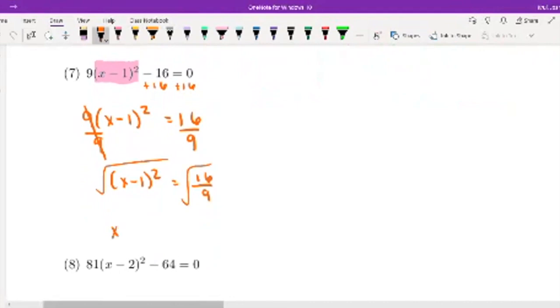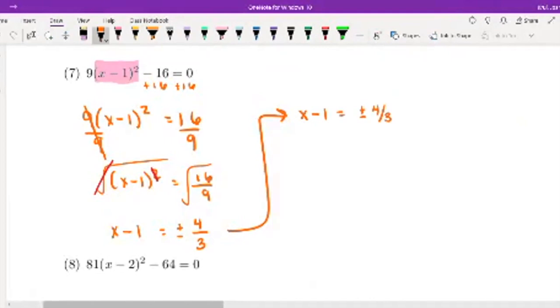When you take the square root, this one pops right out because the square and the square root essentially cancel. But you have to remember the positive and negative sign. The square root of 16 over 9 is the same thing as the square root of 16, which is 4, divided by the square root of 9, which is 3. Then we have x minus 1 is equal to plus and minus 4 over 3.